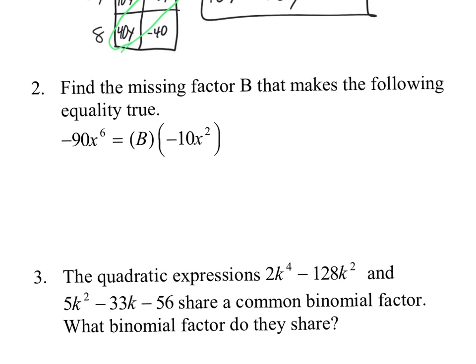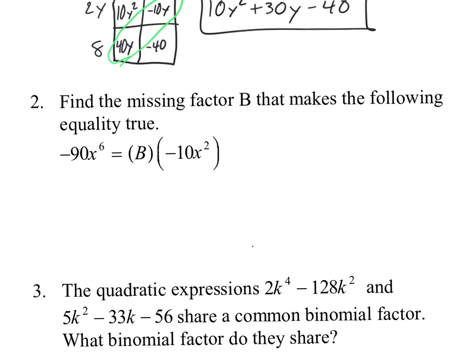All right, find the missing factor b that makes the following equality true. So basically what we need to do here is we need to find the number. If we just look at the coefficients, the number that, when you times it by negative 10, would make negative 90. So what number times negative 10 equals negative 90? Well, I think that's 9.